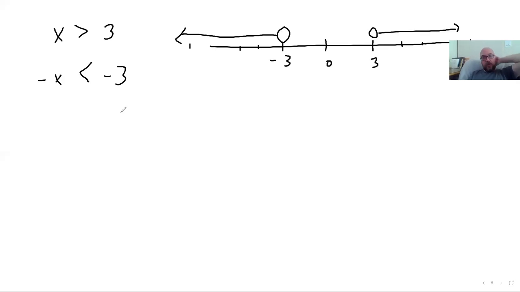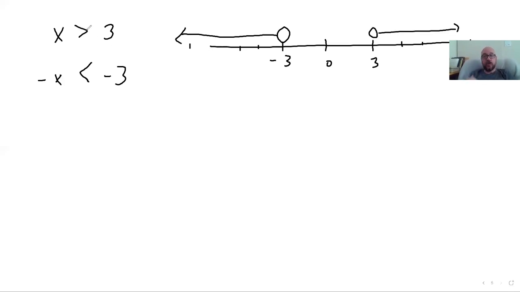So all of this is sort of a long explanation to tell you that when you multiply or divide by a negative number, you get that flip over 0 thing, where not only does the sign switch, but the direction of the inequality also switches. So whenever you multiply or divide by a negative number, you have to flip your sign over.